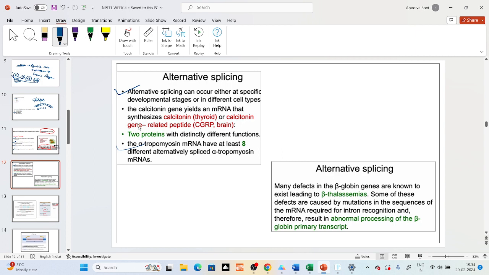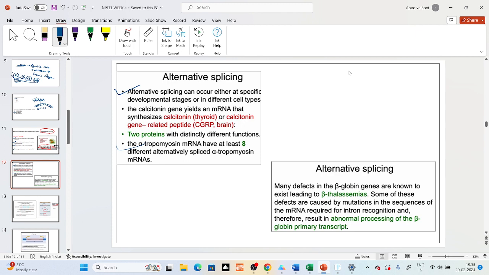And this content, I have not written it, this is all which has been provided by your sir only. Now, alternative splicing, again there is another example which is beta thalassemia. So we all know that because of the defect in the beta globin genes, beta thalassemia occurs, and some of the defects are caused by mutation in the sequences of mRNA which are required for intron recognition, and therefore results in abnormal processing.